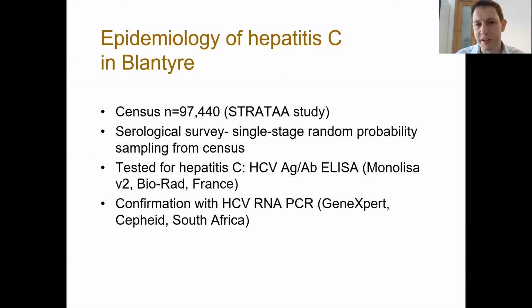So as part of a study looking at typhoid seroepidemiology, a census was conducted of the township, revealing around 100,000 individuals residing there. This was followed by a serologic survey using a single stage random probability sampling from the census list. We then tested among individuals in the serosurvey for hepatitis C using a combined antigen and antibody laboratory ELISA. The advantage of adding the 4th generation antigen test is it improves detection of individuals recently infected relative to antibody testing alone. And we confirmed those who were positive by ELISA using HCV RNA PCR using the GeneXpert.